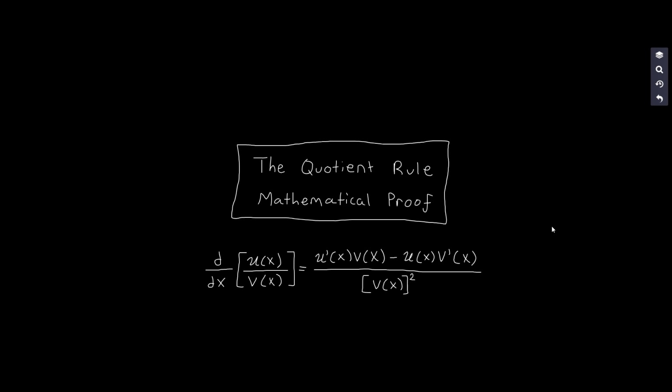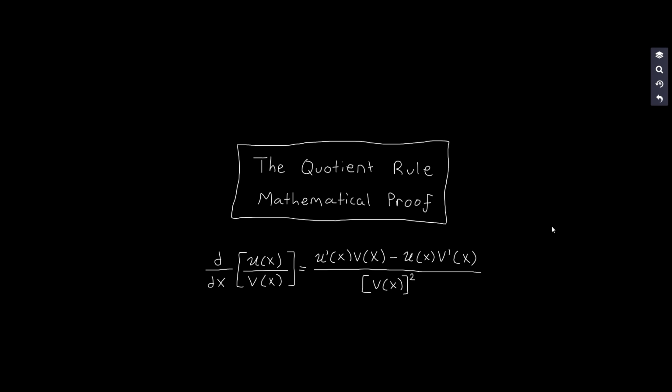That is, the derivative of the rational expression u of x over v of x equals u prime of x times v of x minus u of x times v prime of x all over v of x squared. So in other words, the derivative of a rational expression, some function over another function, is the same thing as the derivative of the function in the numerator times the function in the denominator minus the function in the numerator times the derivative of the function in the denominator all over the function in the denominator squared.